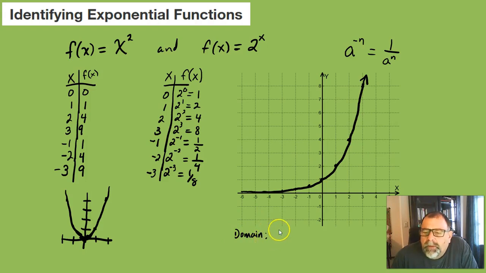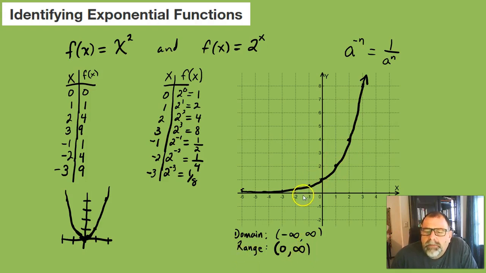We can identify the domain for the exponential graph: it's all real numbers. The range is similar to the other one, just the positive numbers, but it's not going to include 0. This is going to get closer and closer to 0, but it's never going to touch 0. I'll show you on Desmos in a minute. The range is 0 to infinity, so it's greater than 0.